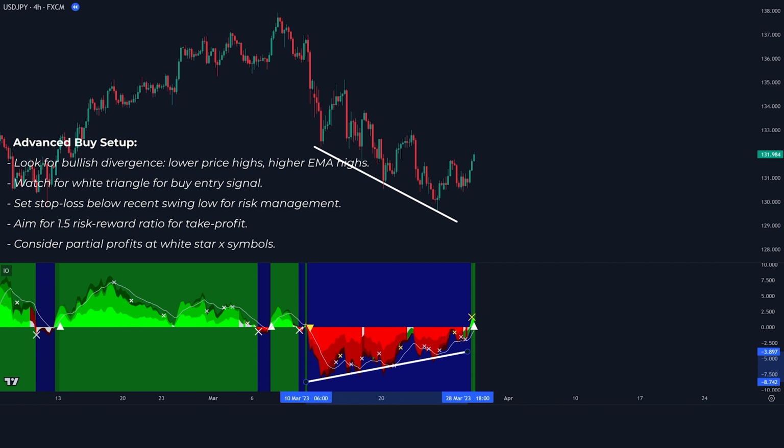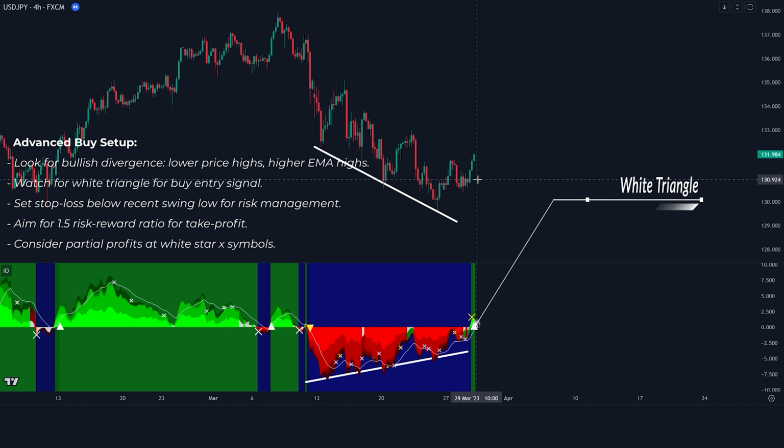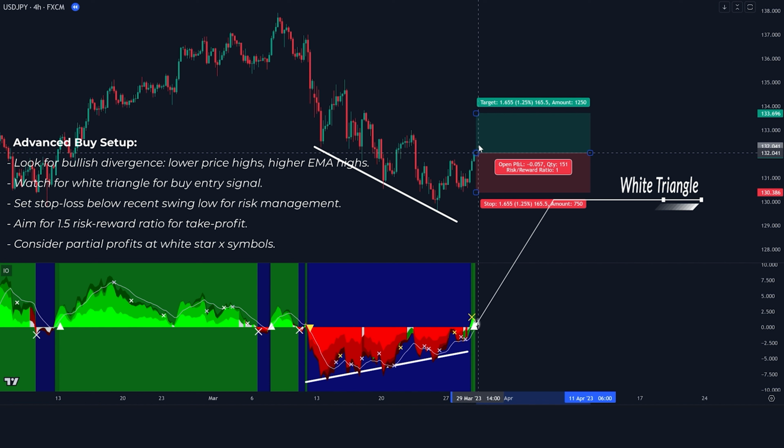Next, keep an eye out for the appearance of a white triangle. This symbolizes a potential buy entry signal generated by the Ichimoku Oscillator. You can initiate a buy position on the candle following the formation of the white triangle.